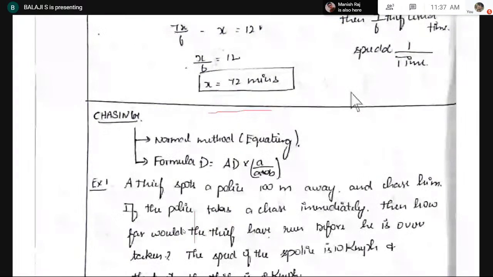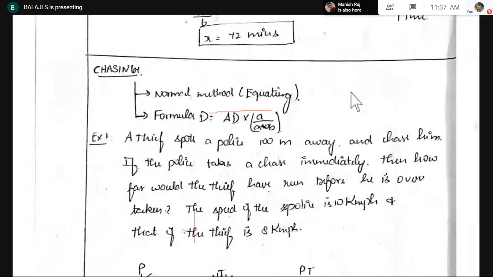Okay. The next type of problem we are going to deal with is chasing sums. Chasing sums are very, very important. If the question paper setter is asked to set a very difficult question paper, he will definitely include this sum. There are two methods of solving this sum. One is the normal method, that is the equating method, and the other is the formula method. My personal advice is don't use the formula, because the value which you substitute may sometimes go wrong. So I advise you to use only the normal method, but I also teach the formula method. So let's get started.